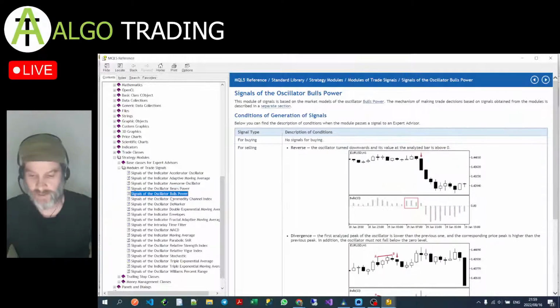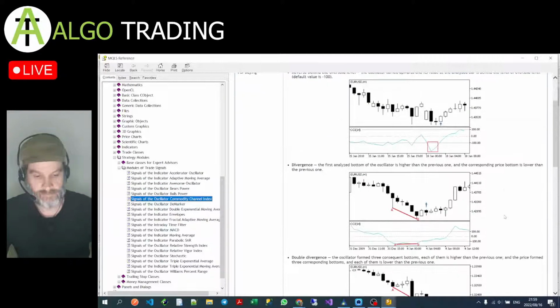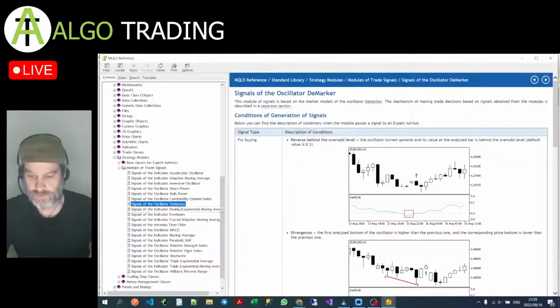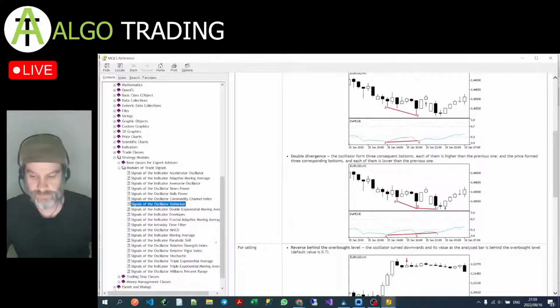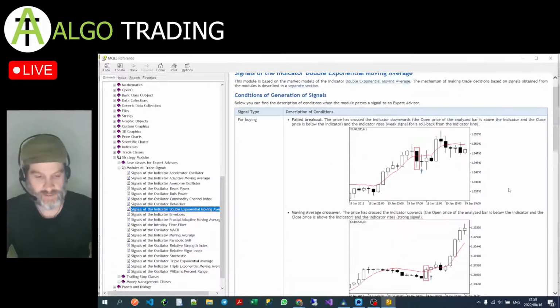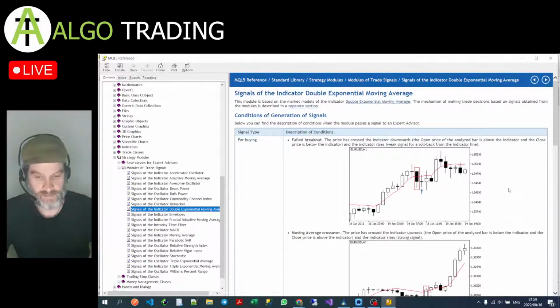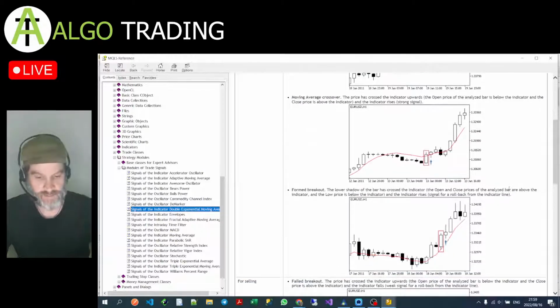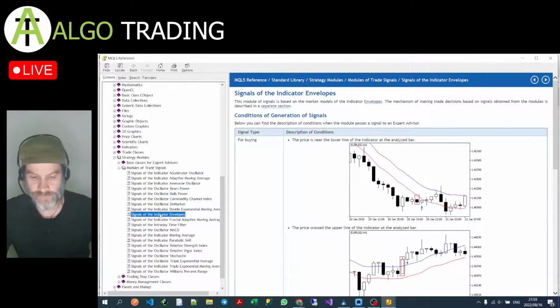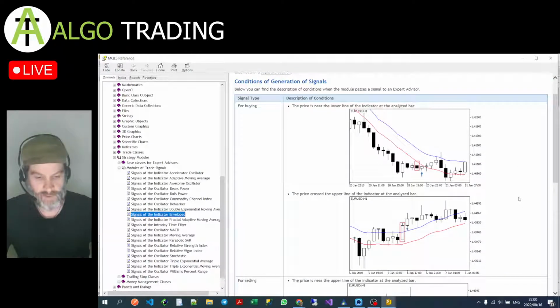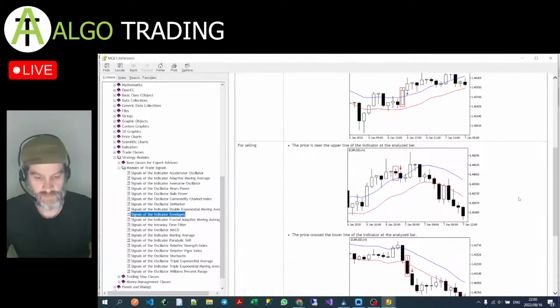Bear power, bull power. Marker, that's also very similar to the commodity channel index. Failed breakout, that's also a trend following system. Trend following again.